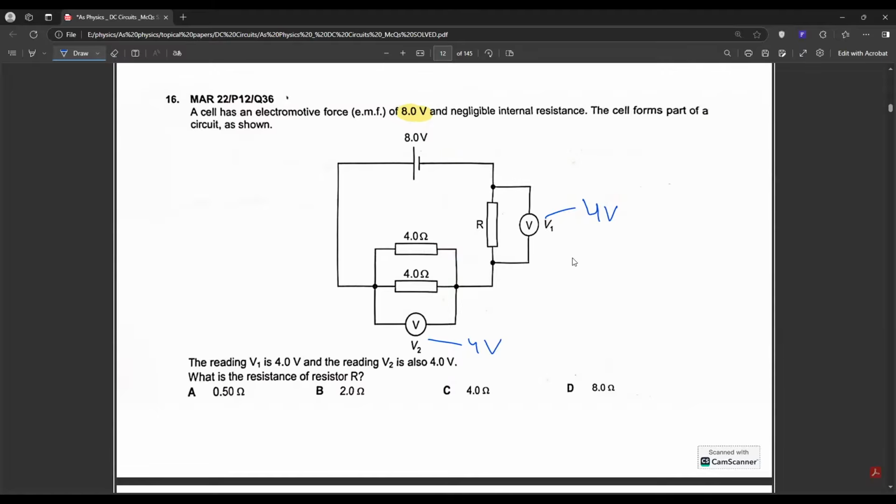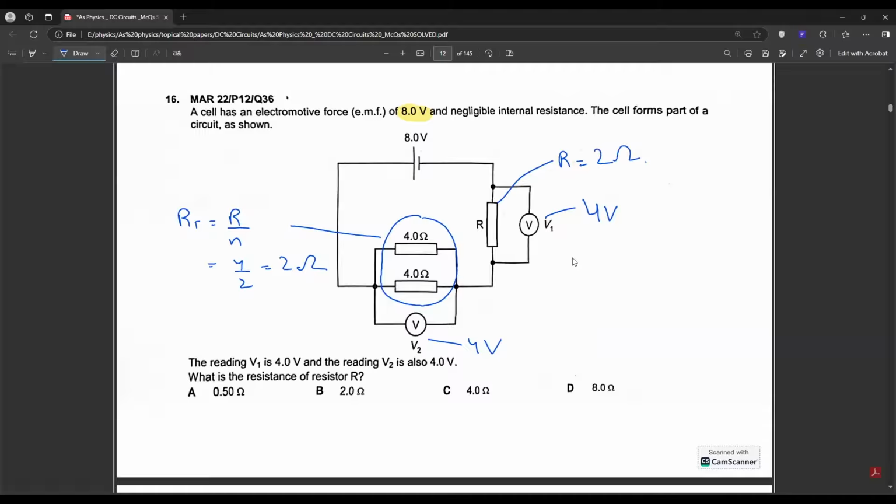If both of the voltmeters are giving the same reading, that means the resistance of both the resistor combinations will be the same. Can you calculate the resistance of this parallel combination? Yes. R total is equal to R over N, R divided by 2. 2 ohms is your answer. The resistance of this parallel combination is 2 ohm. It is receiving 4 volts.